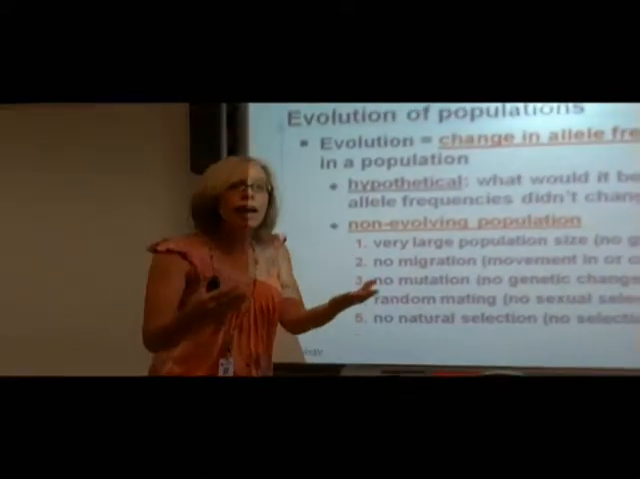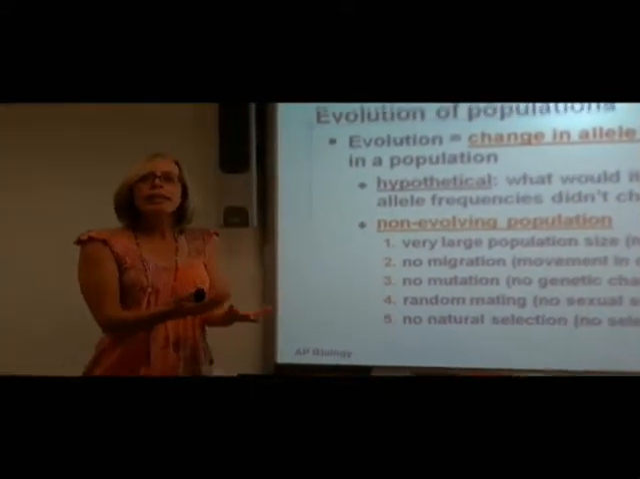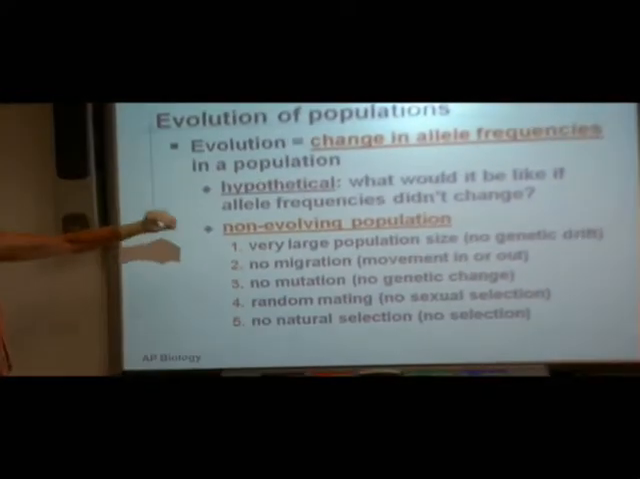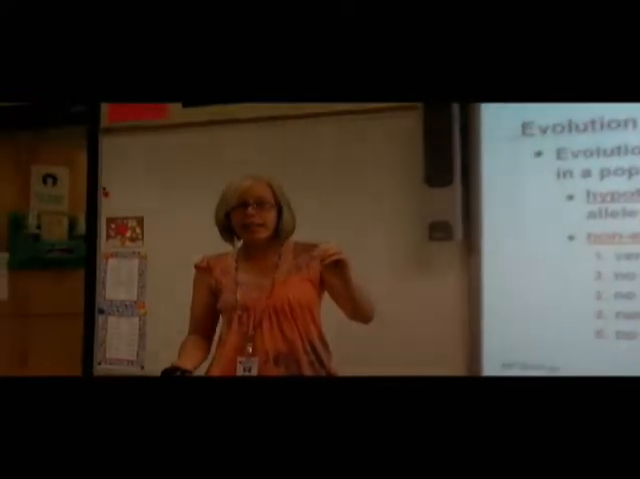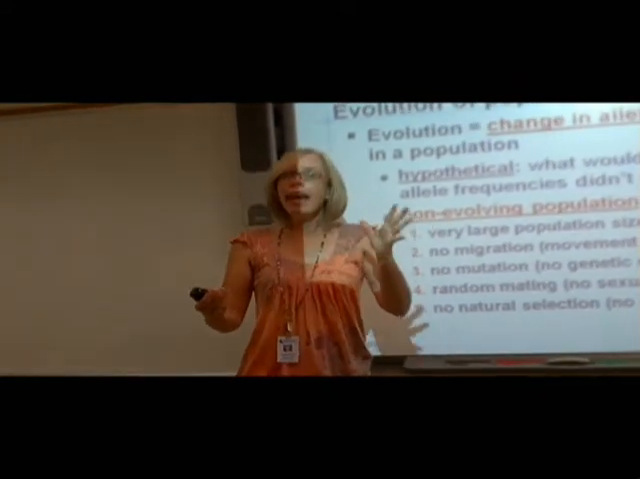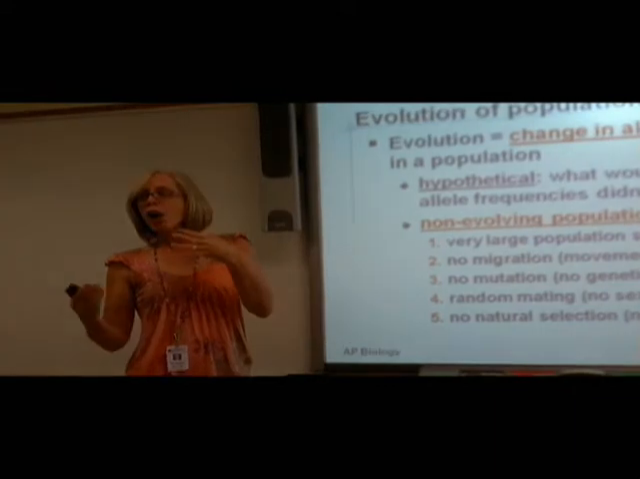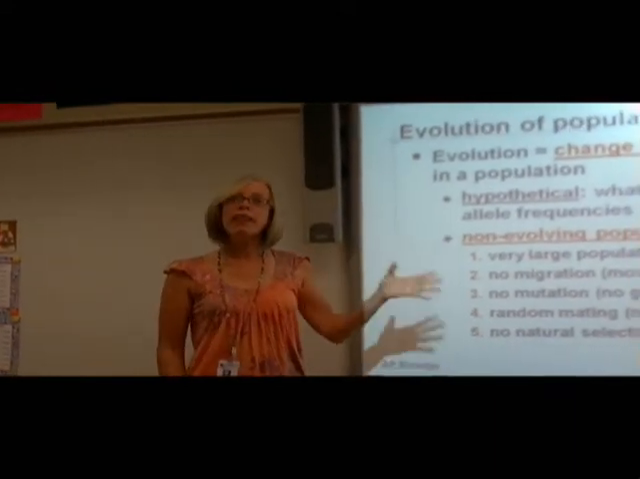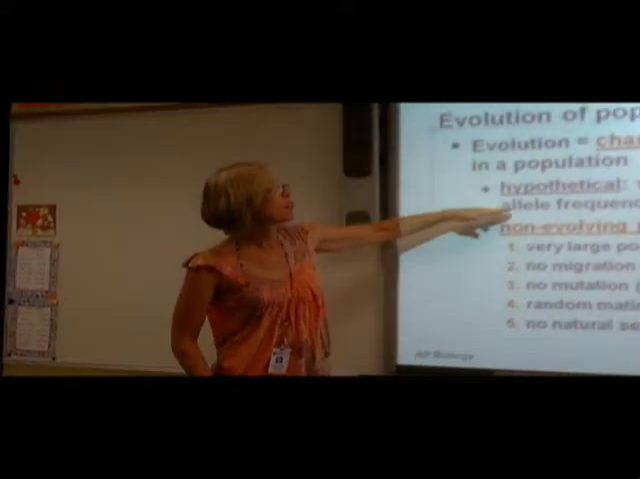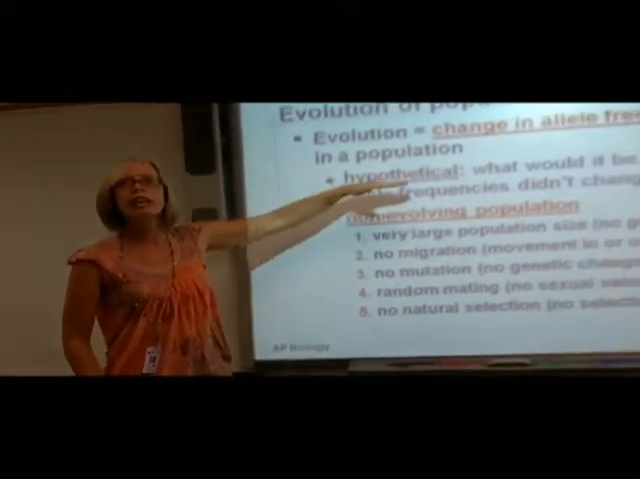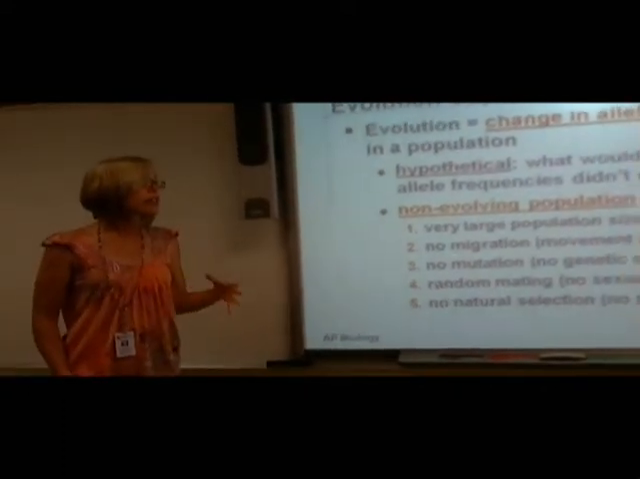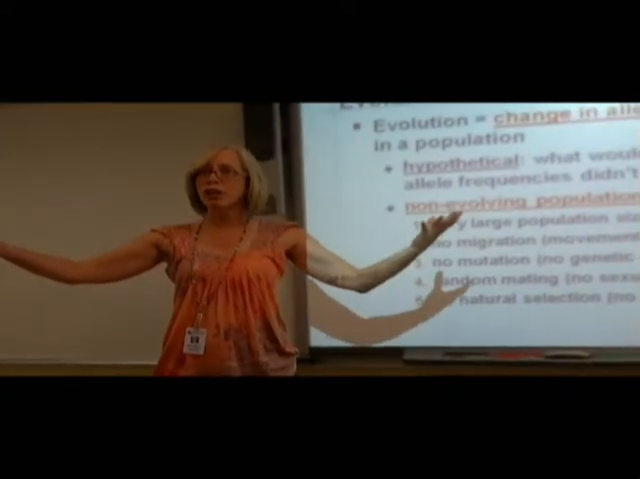In order to be able to mathematically measure that, we need to have a perfect system. A hypothetical, hey, what would it be like if allele frequencies didn't change? And some gentlemen, Hardy and Weinberg, came up with 5 conditions that would need to exist in our perfect allele frequencies not changing situation. A non-evolving population needs to be very large.